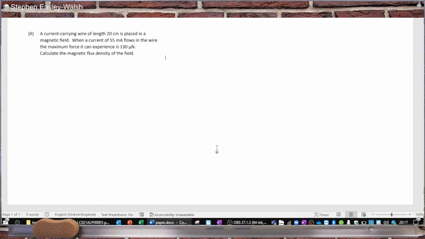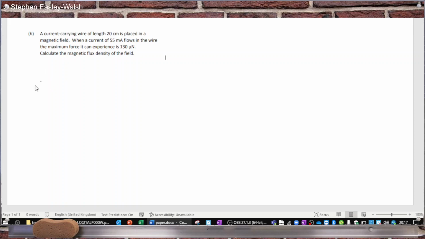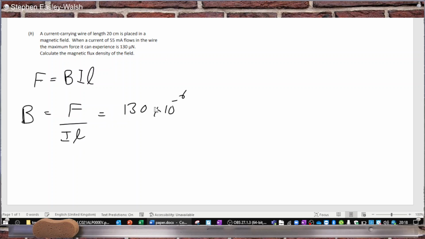A current carrying wire of length 20 is placed in a magnetic field. When a current flows in the wire, the maximum force is given. Calculate the magnetic flux density of the field. What's the formula here? It's F equals BIL. So B equals F over IL. So that's 130 times 10 to the minus 6 over I, which is 55 times 10 to the minus 3 times 0.2.